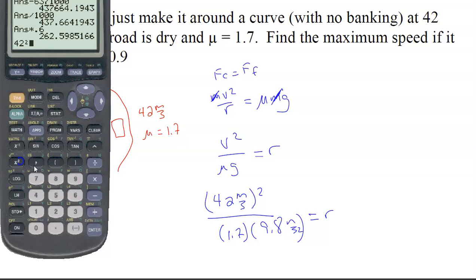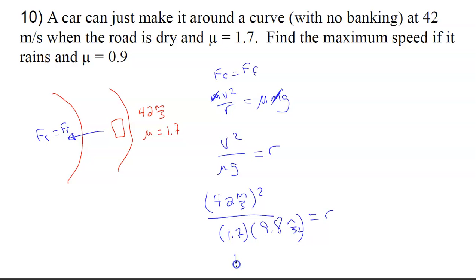42 squared divided by 1.7, also divided by 9.8, is 106 meters. Okay? Again, not what we wanted, but it's a useful piece of information. From the center of this curve to the car is 106 meters. All right, that's R. What we need to do now is to let it rain.